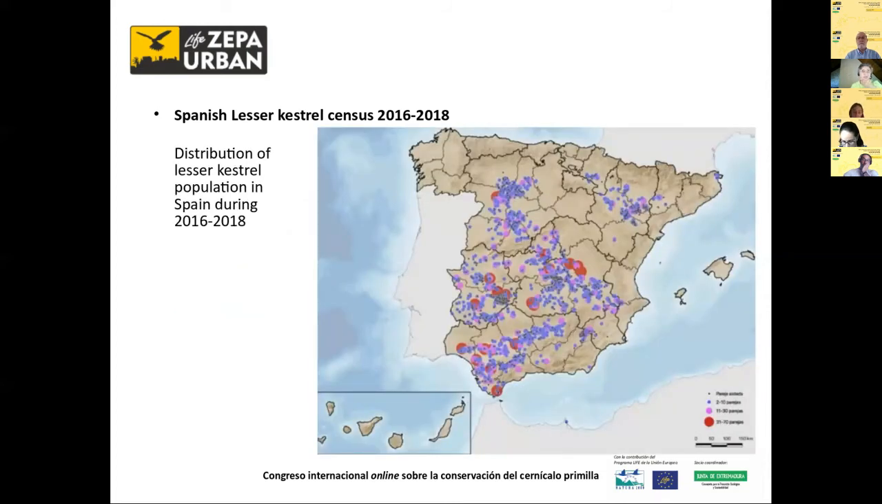Well, this is just to show the distribution of the breeding population in 2016-2018. The size of the dots indicates the size of the colonies. Juan Carlos will later deal with more detail on this.